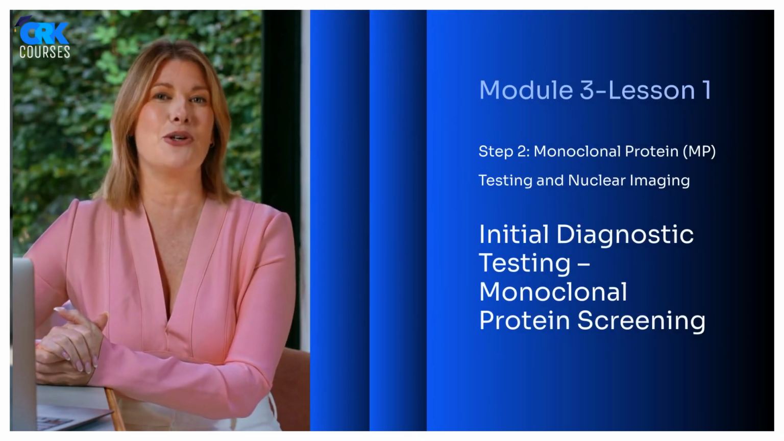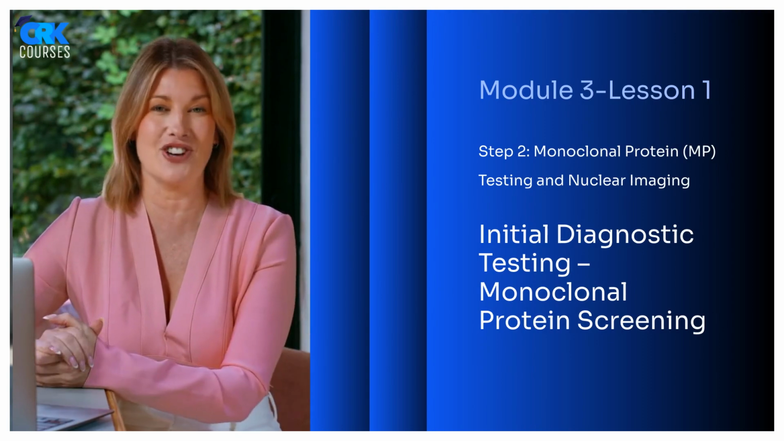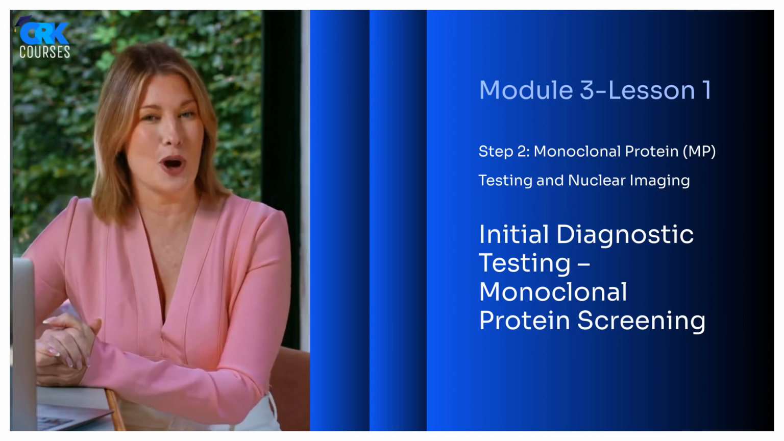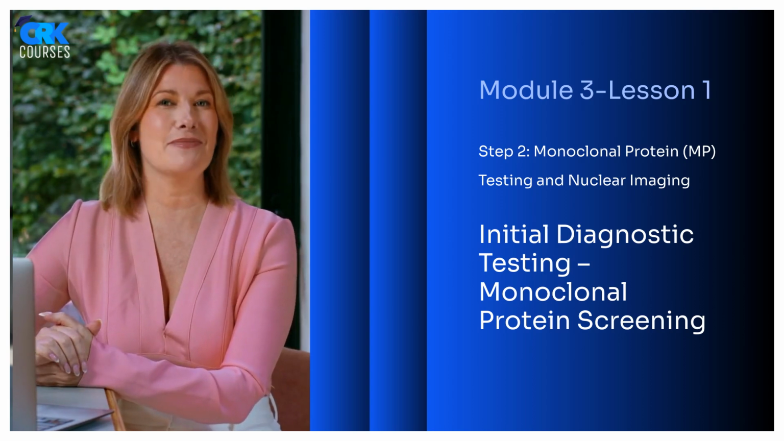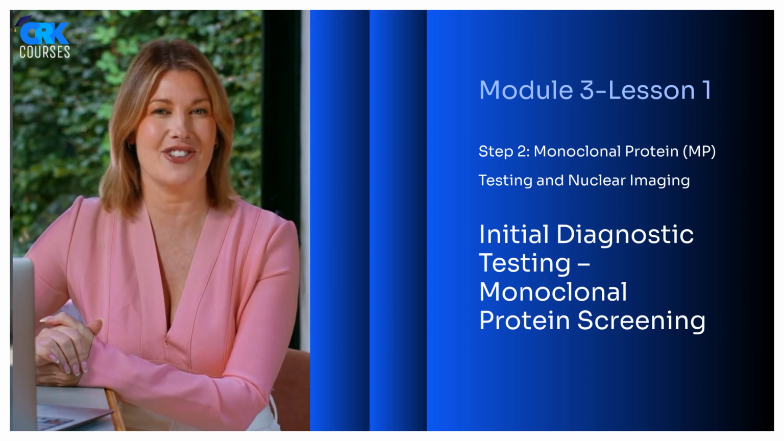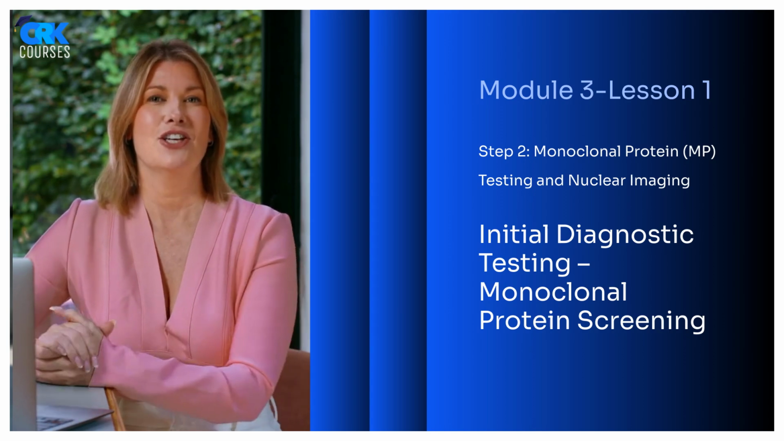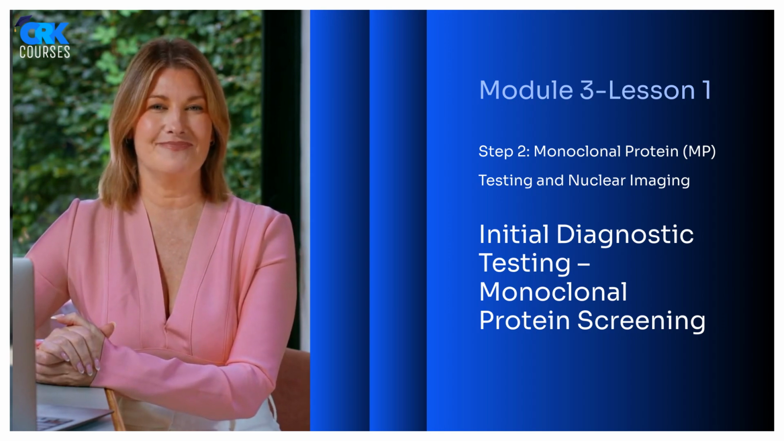Welcome back. In this lesson, we begin step 2 of the diagnostic pathway for transthyretin cardiac amyloidosis, focusing on monoclonal protein testing and nuclear imaging. Following the identification of clinical red flags in step 1, step 2 marks the point where diagnostic strategies begin to diverge across major clinical guidelines.